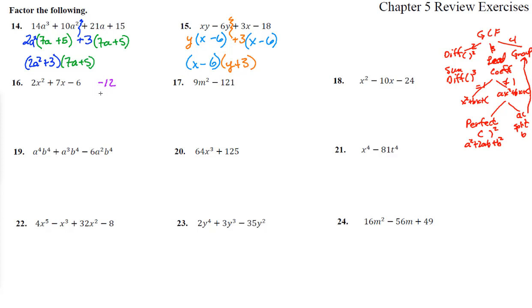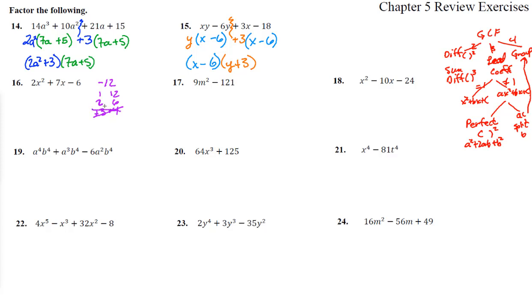What times up to negative 12? 1 and 12, 2 and 6, or 3 and 4. Oh, look, 3 and 4 will add to 7. If that's a plus 3 and a plus 4, that'll add to 7. But wait a second. Positive 3 times positive 4 is not a negative 12. So those are not the ones that work.